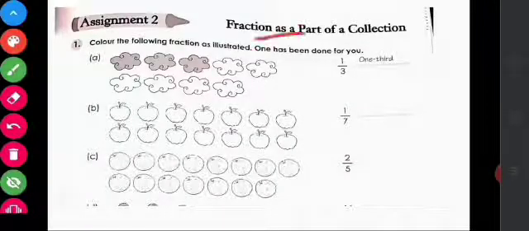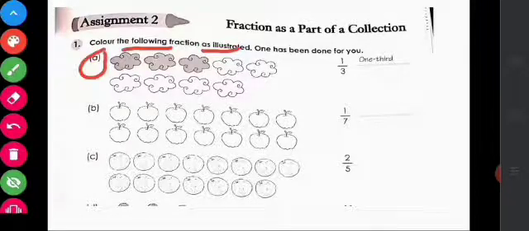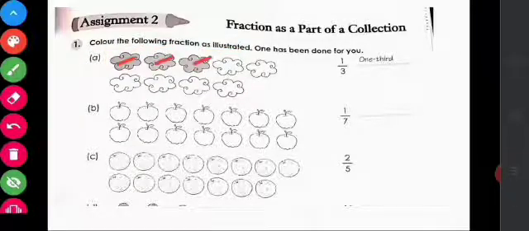And the next one, fraction as a part of a collection. Color the following fraction as illustrated. Look at the first one. Here how many clouds are there? 1, 2, 3, 4, 5, 6, 7, 8, 9. 9 clouds in total. So here what is the fraction given? 1/3.